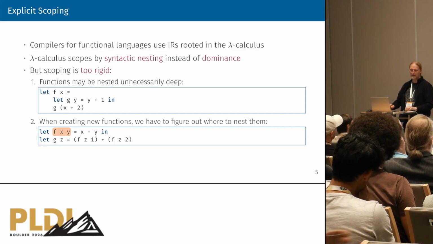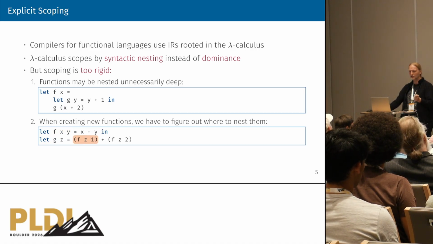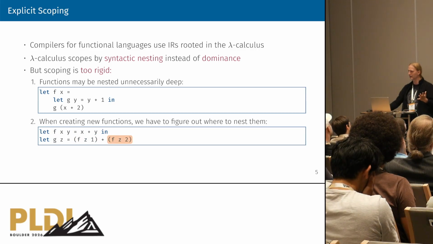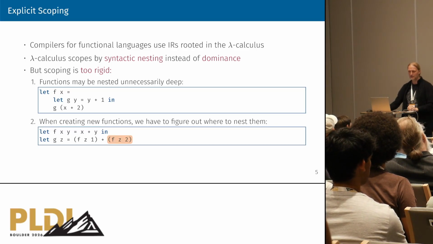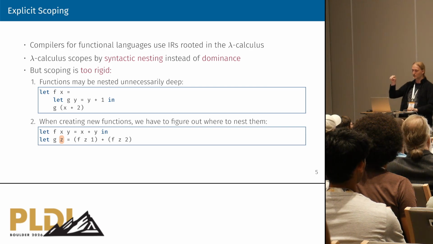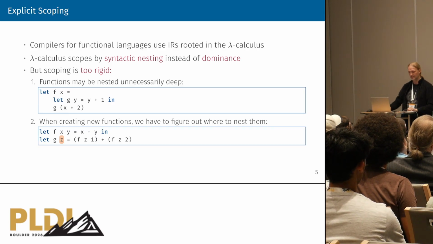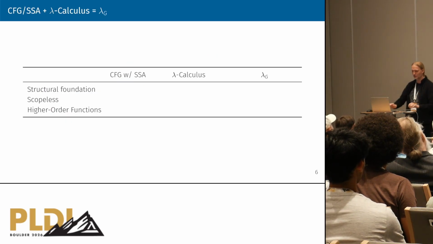So let's say we have this function f of x of y. Now we're seeing here's one call fz1 and this other call fz2. So we may come up with the idea to specialize f with z. But now we have to be super careful where we place this new specialization because we're using this variable z here. So we actually have to make sure that this new specialized function that we're creating here is placed inside of G.